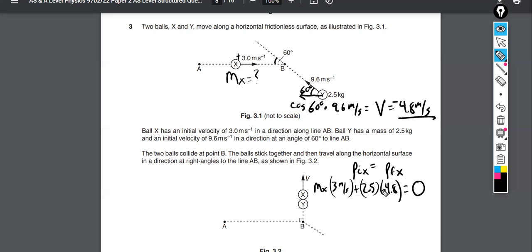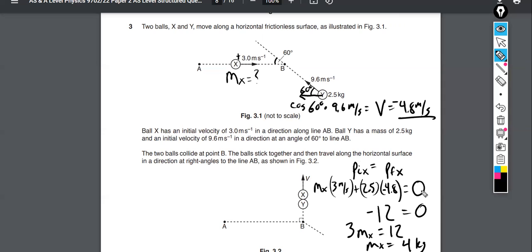4.8 times 2.5 gives us the momentum of this object Y. So it's 12. So we say, well, what number minus 12 equals 0? Well, it's going to be 12 minus 12 equals 0. And so we can rethink about it like 3 times the mass of X equals 12. So the mass of X must be 4 kilograms.